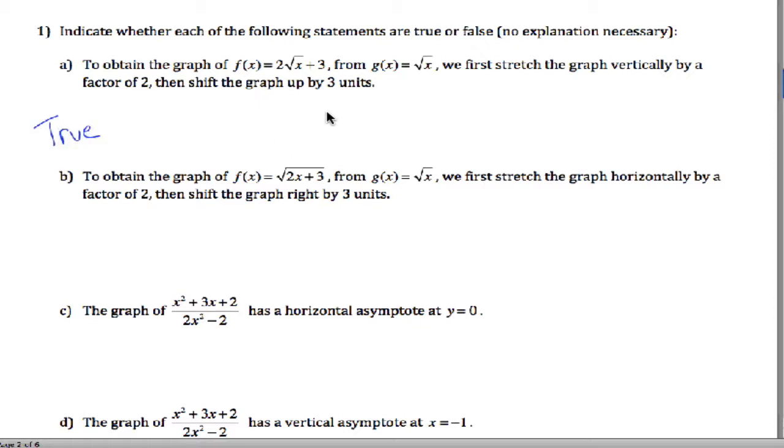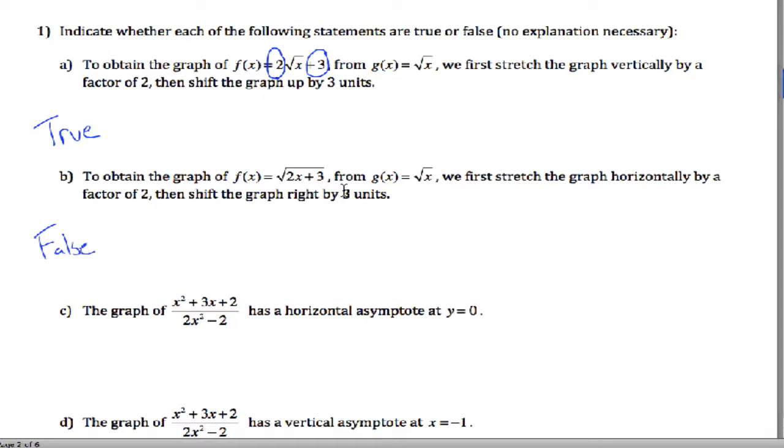The way you can figure that out is that what's changing this into this is this 2 right here and this plus 3 right here. Both of them are affecting the f of x, the output, not the x. It's not 2 times the x in here, it's 2 times the output, the square root of x. So they're both vertical transformations. And with vertical transformations, you always do the stretching first and then the shifting. So the multiplication, this 2 here, is going to stretch it vertically by a factor of 2. And the shifting, this plus 3, is going to shift it up by 3. So anyways, that's true.